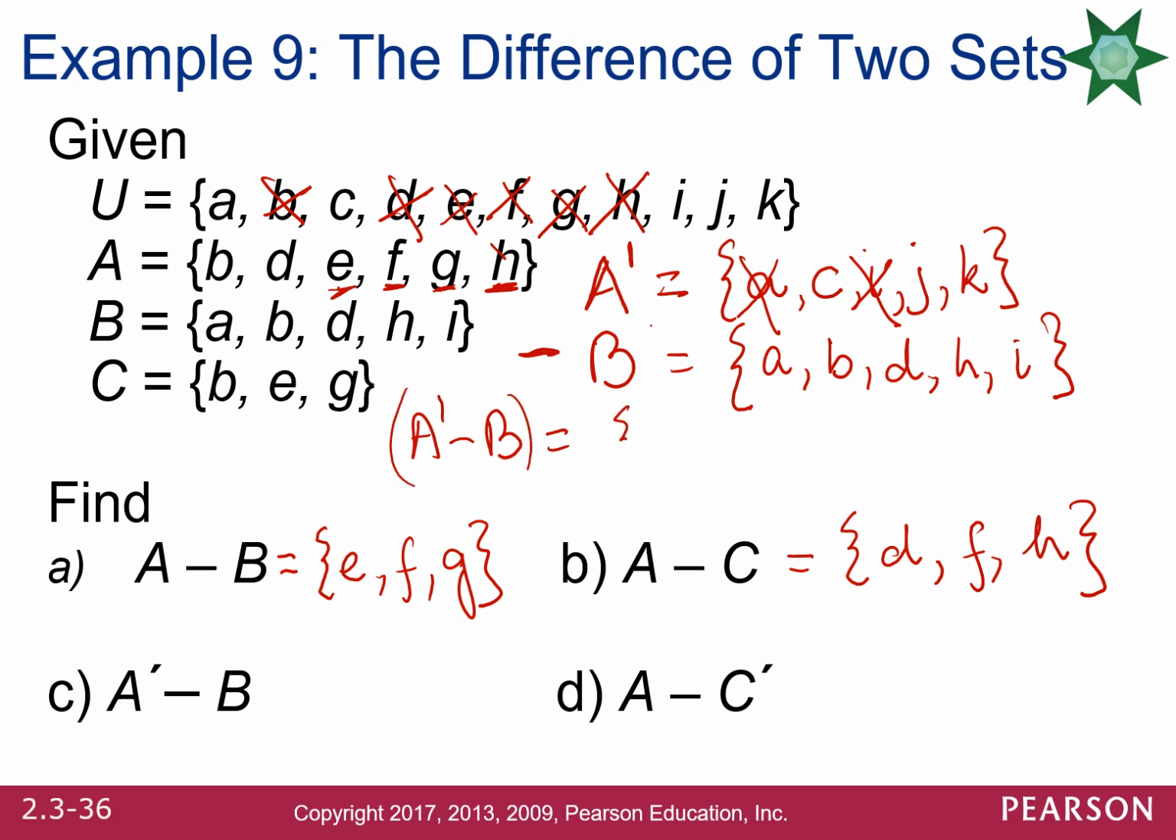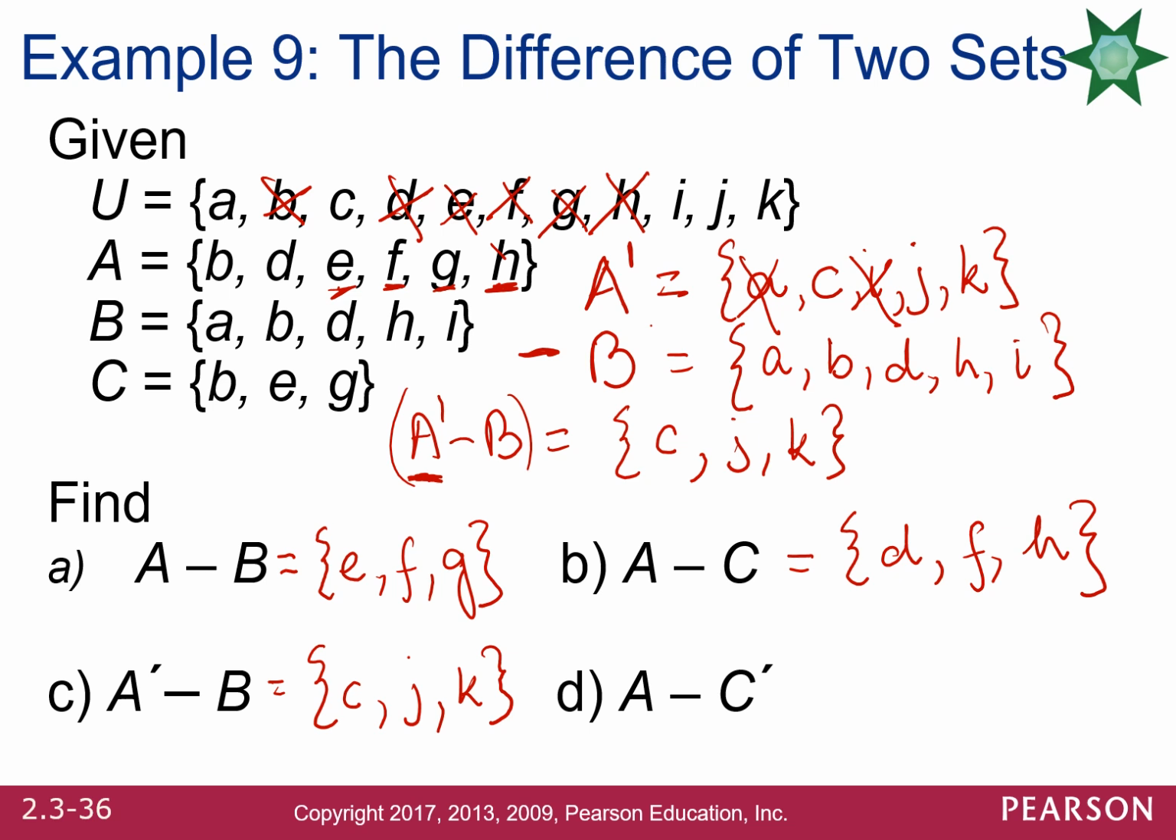We only look at the elements remaining in A naught, all right? This first letter, A naught. So C, comma, J, comma, K is our final answer. So let's write that. It's C, comma, J, comma, K. All right? And the final one is A minus C naught.